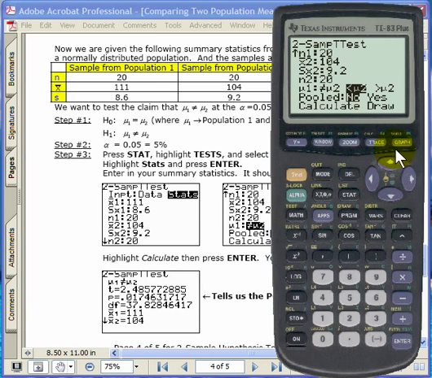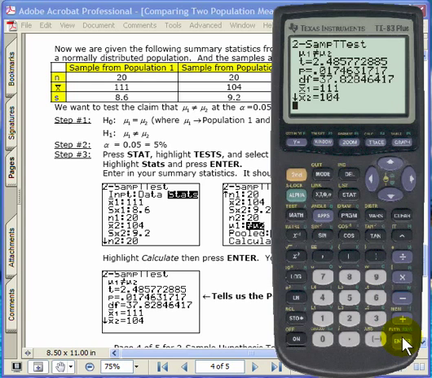Scroll down to show all this. And notice our alternate hypothesis is the not equal. So we need to highlight this and then hit enter. Pooled, we always say no because we do not know that the population standard deviations or population variances are equal. So highlight Calculate and hit enter.